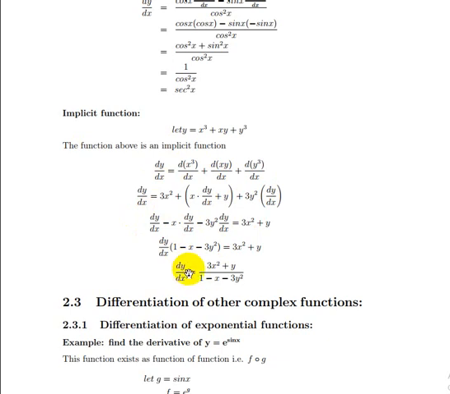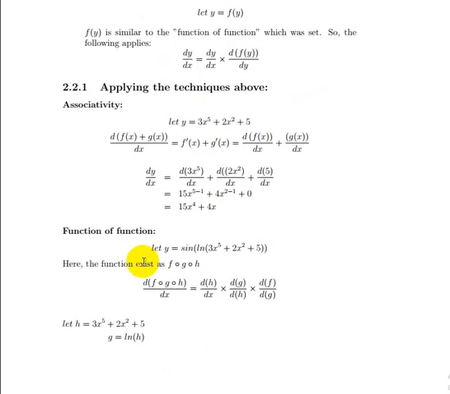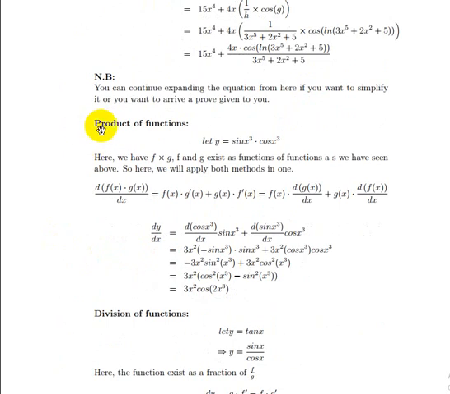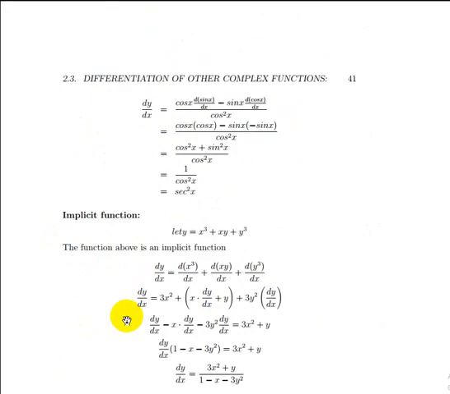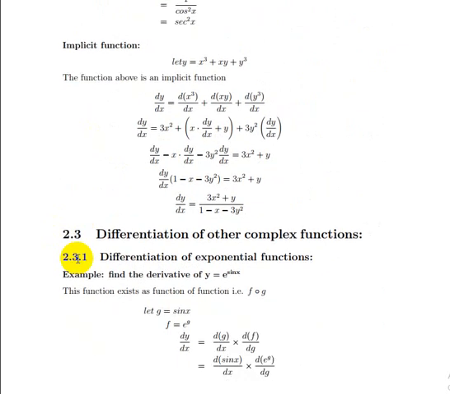So the final answer is going to give you dy over dx equals 3x squared plus y all over 1 minus x minus 3y squared. So these are all the different applications of the techniques we've seen above. We've seen the application of associativity, function of function, product of function, division of function, and implicit functions. So now, from here, you already know all the basics of differentiation. So now we'll go to differentiation of other complex functions.